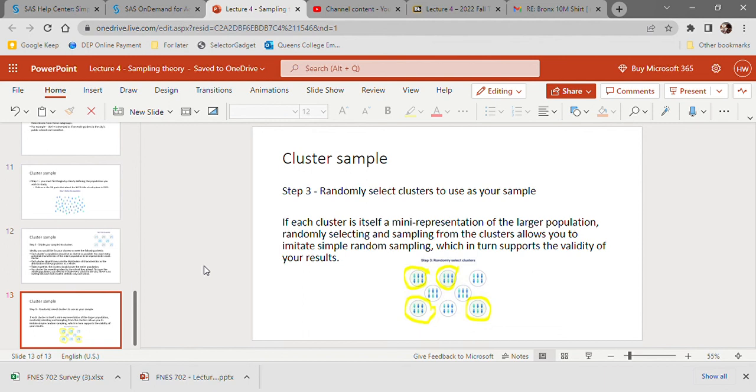Okay, so that's going to wrap up this portion of the lecture, and I'll see you all soon for the next portion where we talk about sampling distribution and the central limit theorem.